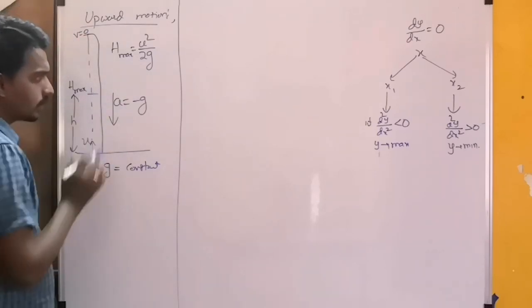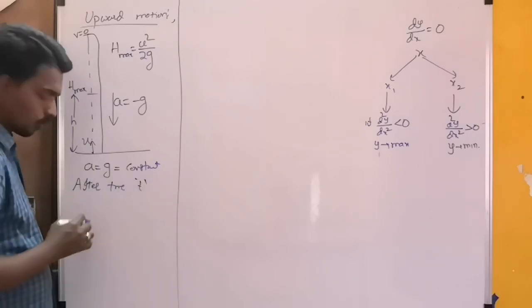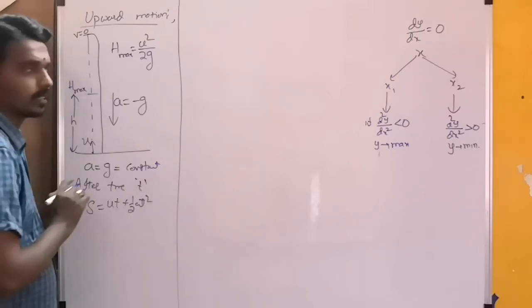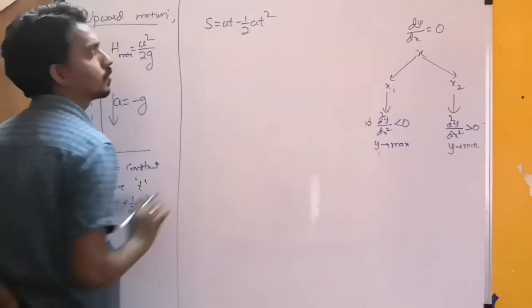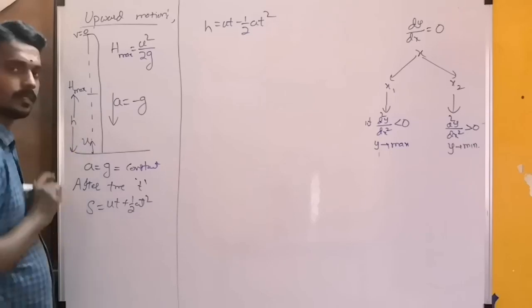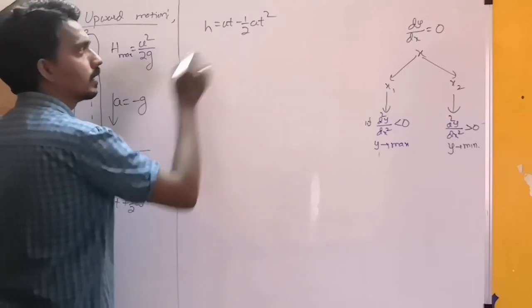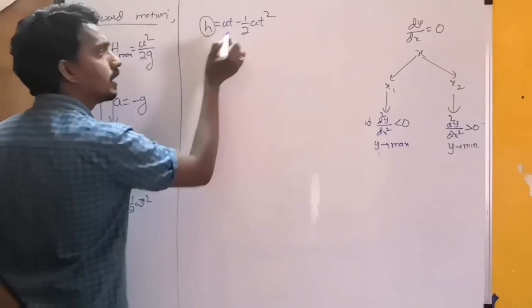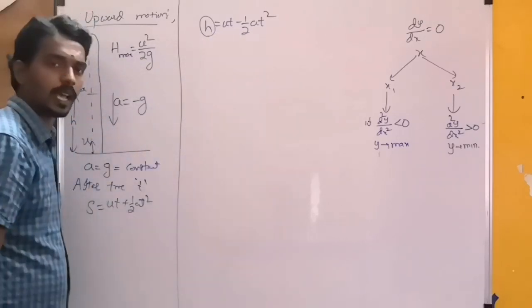So after time t, what is the equation for displacement? ut plus half at square. So s equal to ut minus half at square, and s is nothing but h, small h. So h equal to ut minus half at square. So h is a function of t. h is the quantity, and it depends on the variable, what? Time, t.